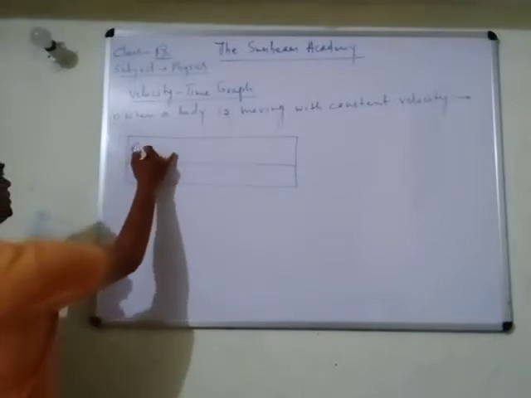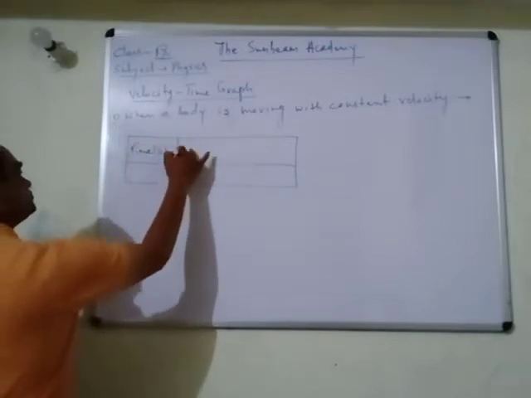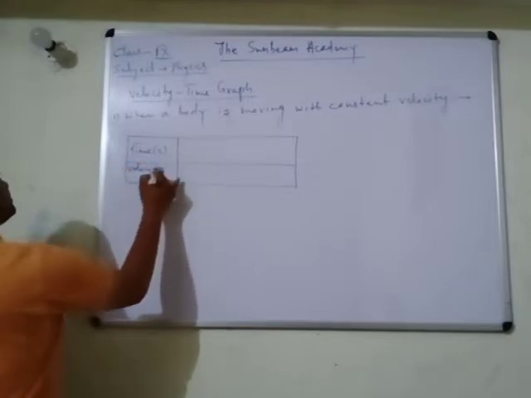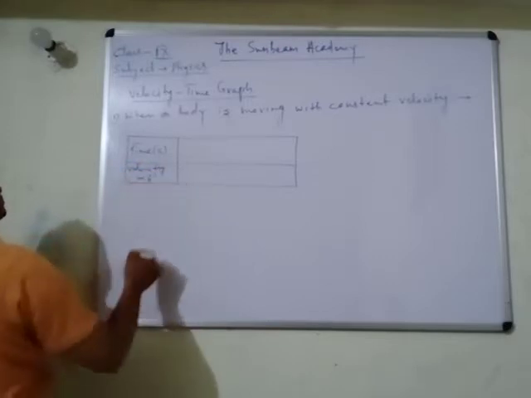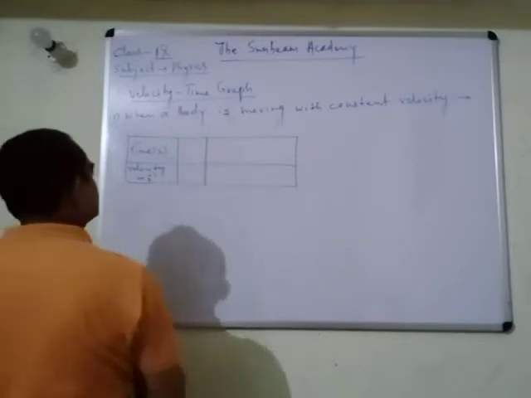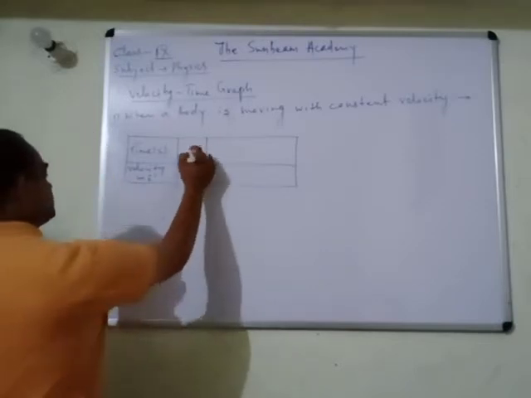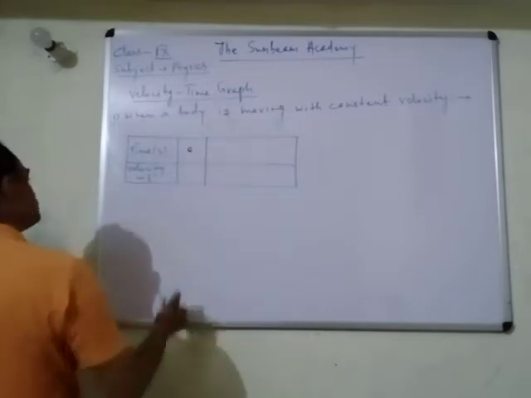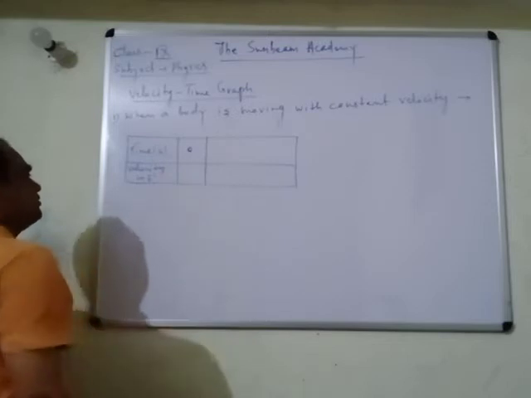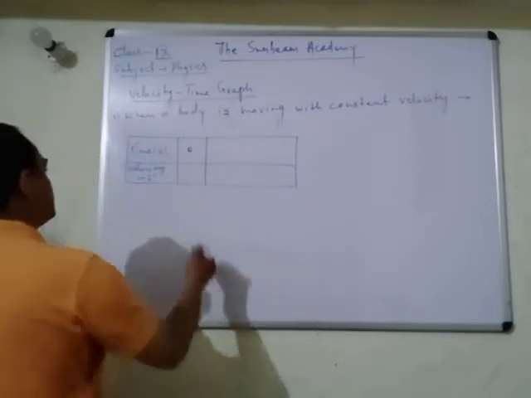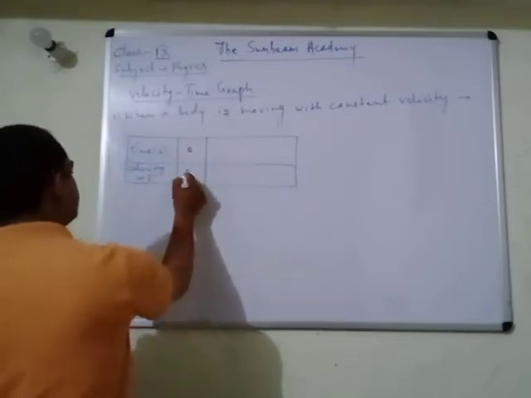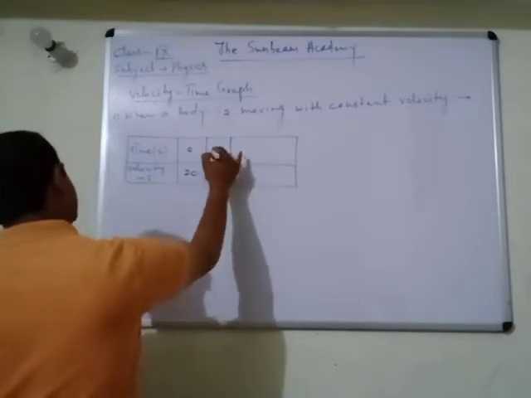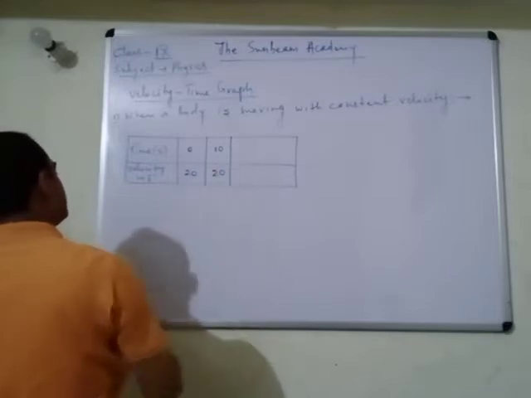Time we are taking in seconds and velocity we are taking in meter per second. Suppose a body was moving with constant velocity, so time will change but velocity will not change. When time was 0, velocity of the body was 20. After 10 seconds, velocity of the body is 20.